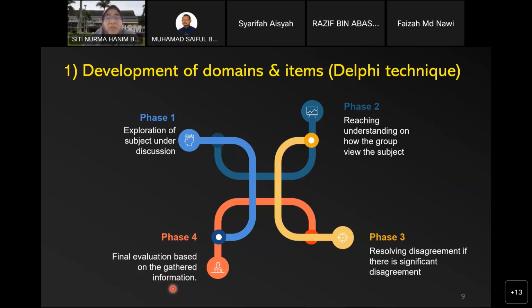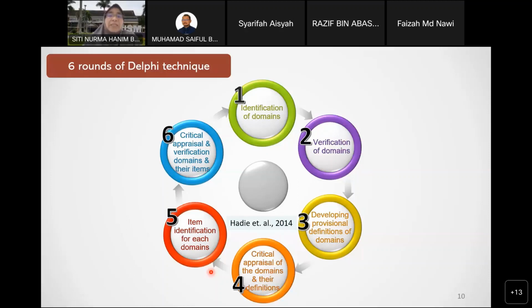So the iteration process can happen here in phase 1, phase 2, and phase 3. For example, if you have reached phase 3, maybe you have to go back to phase 2 or even sometimes to phase 1. And this process happens in several rounds until you reach consensus and you conclude that in phase 4. So in our study, we conducted 6 rounds of the technique.